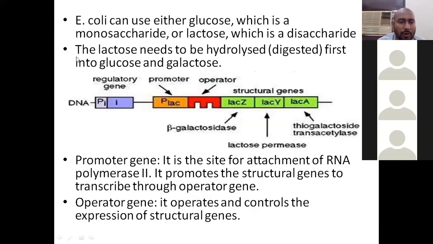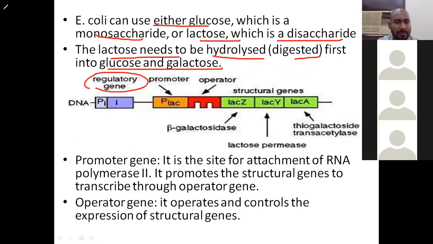Now this is the operon gene. Here you can see the operon. E. coli uses either glucose, which is a monosaccharide, or lactose, which is a disaccharide. Lactose needs to be hydrolyzed, digested first, into glucose and galactose. I told you the beta galactosidase enzyme is involved. This is the regulatory gene.